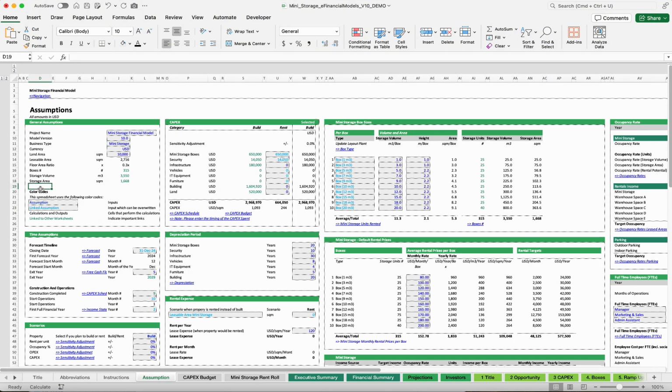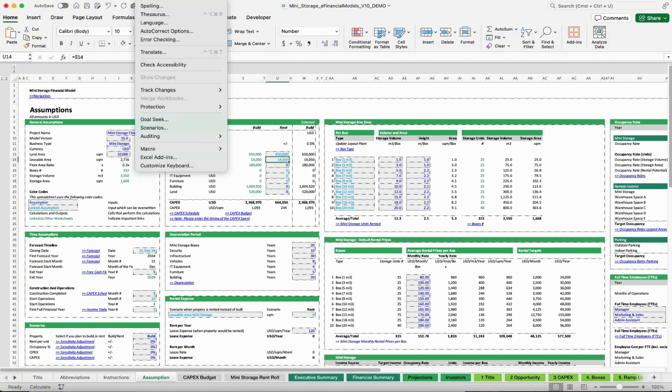The model uses different color codes. What you see here are the assumptions. They are marked with this dark blue color. This means these are the inputs going into the model, and these are all over the place. You find them everywhere. And then you will see that we also have assumptions in light blue, and these are basically inputs which currently are linked to somewhere.